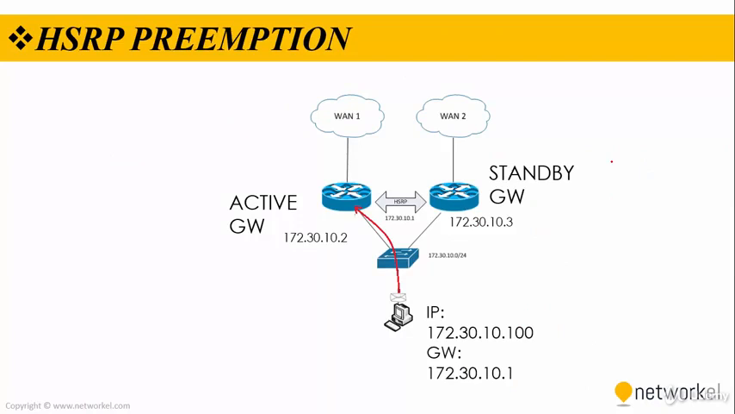Let's take a look at the HSRP preemption feature. If the active router fails, the standby router is activated and it remains active even if the previous active router returns. The preemption process forces routers into a new HSRP selection.